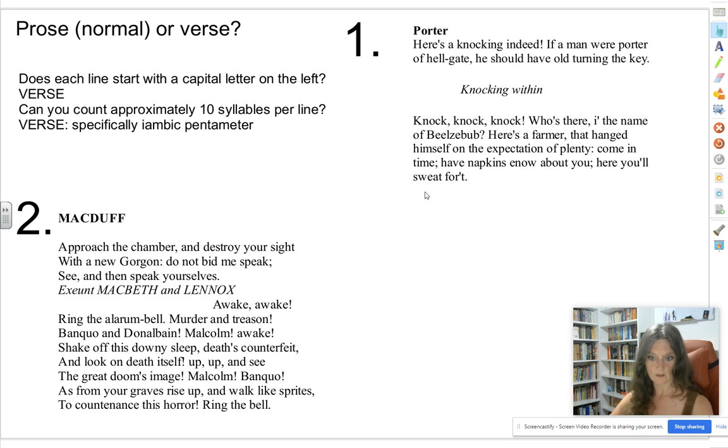So he's just talking in normal English. As I said, not normal how we talk today, but it's just normal prose. And that's all it is. So Macduff, blank verse, porter, prose. Hopefully you got that. If you're not sure, put a comment underneath and I'll see if I can explain that a bit better.